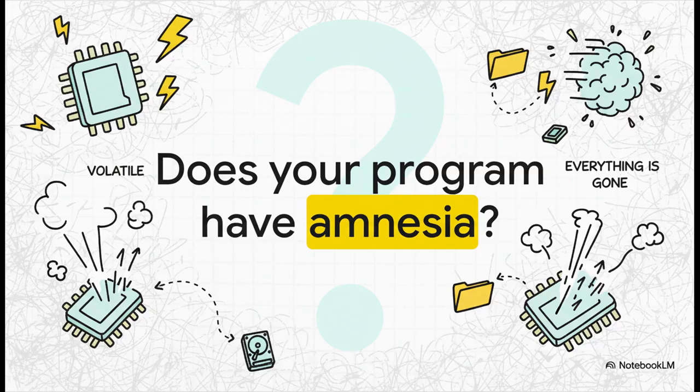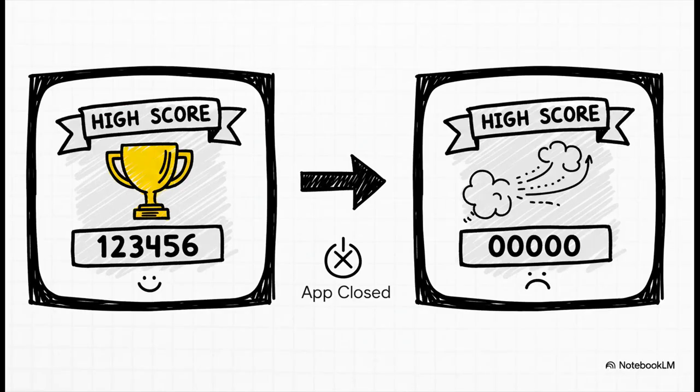Right now, your program probably has a bad case of amnesia. See, while it's running, it keeps all its important info, like variables, user input, maybe some high scores, in what's called volatile memory. And trust me, volatile is the perfect word for it, because as soon as that program closes, poof, it's all gone, vanished into thin air. And this isn't just some techie detail. It's a total nightmare for anyone using your app.